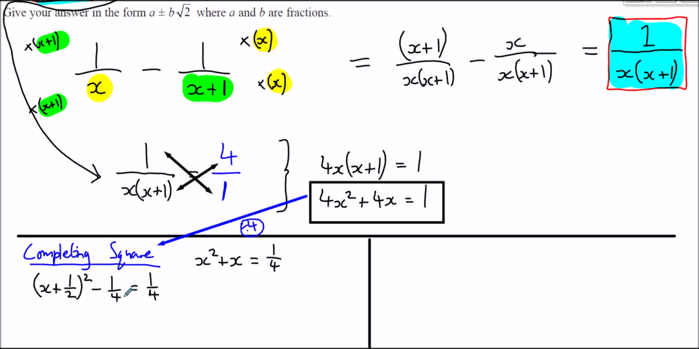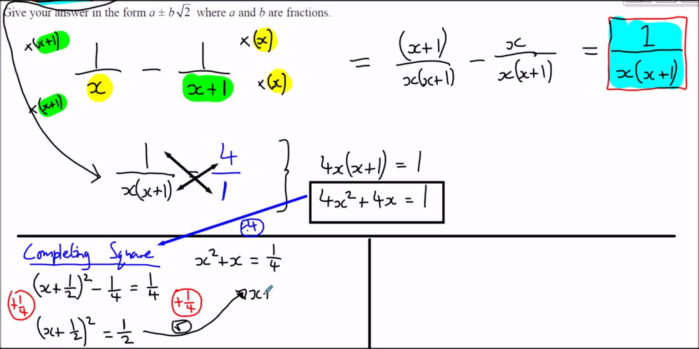The next step, if I add a quarter to both sides of this, the next thing I'd arrive at would be that x plus a half all squared is a quarter plus a quarter, which of course is a half. Then, if I square root both sides, I get that x plus a half equals plus or minus the square root of a half, like so.